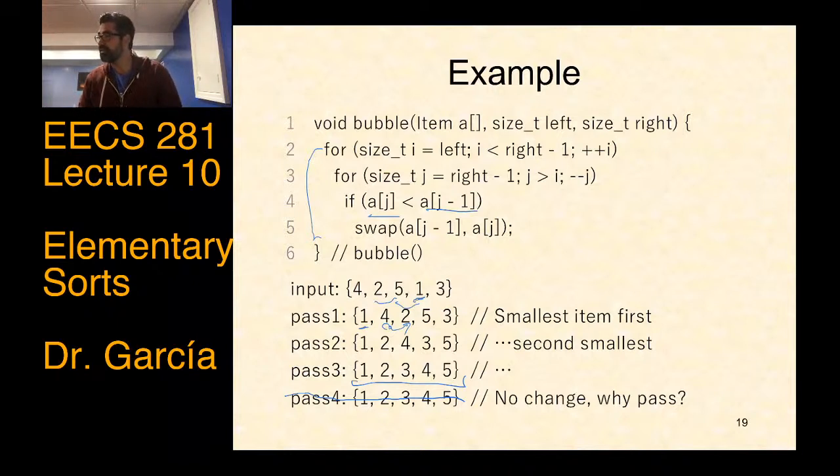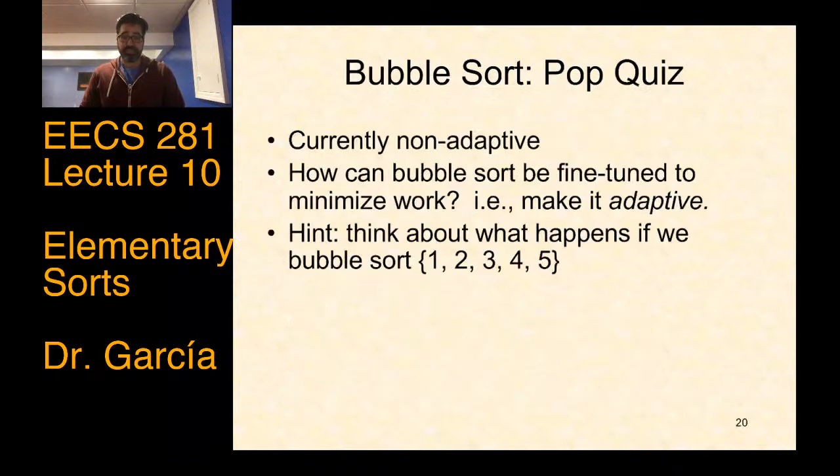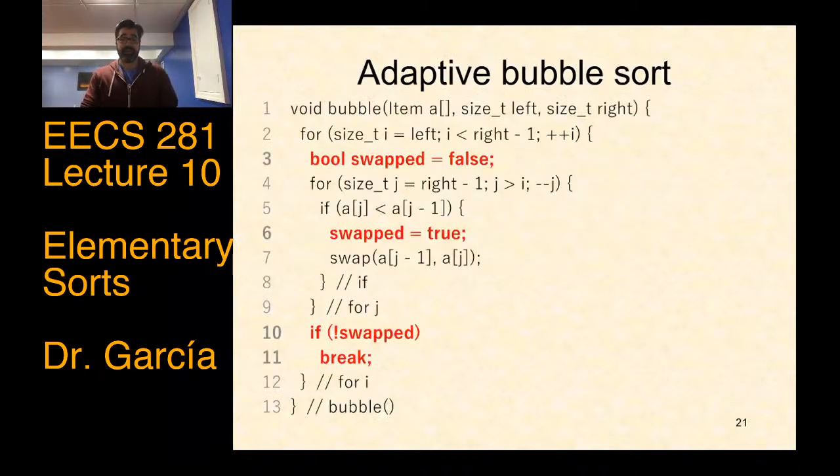If two elements haven't changed since you last checked them, or in fact, it's simpler than that. If you can check whether you've done a swap. If you've done no swaps, then that means that you don't need to do another iteration because there's nothing to swap. So this is how we arrive from a non-adaptive bubble sort to an adaptive bubble sort. Basically, you have a Boolean.